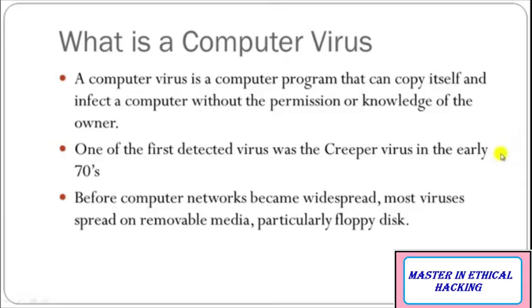One of the first detected viruses was the Creeper virus in the early 70s. Before networks, as you know, Google came around 10 to 15 years back, I believe. Even before that, there were computer viruses, and they were not spread through network or internet. Social engineering was very rare in those days. These viruses spread through removable media such as floppy disks or CD-ROMs, because I don't think we had USBs at that point of time.